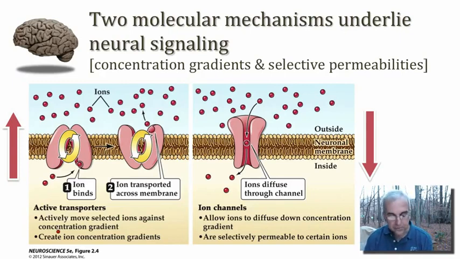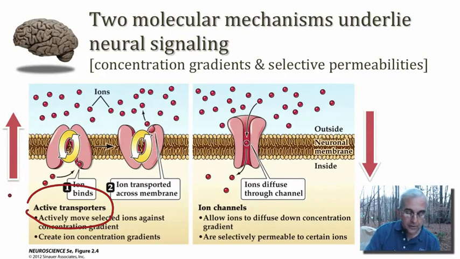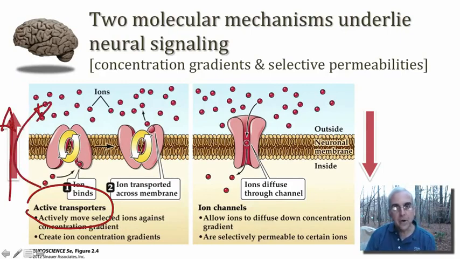On the left-hand side of this figure, we see the mechanism for generating ion gradients. And these gradients are formed by active transporters that bind ions and transport them upstream, if you will, against their concentration gradient. So I've got this large arrow here to the left indicating that we're transporting ions from one side of the membrane to the other, building up a concentration gradient.